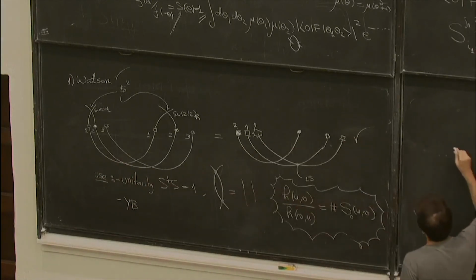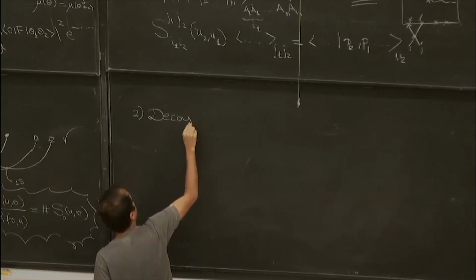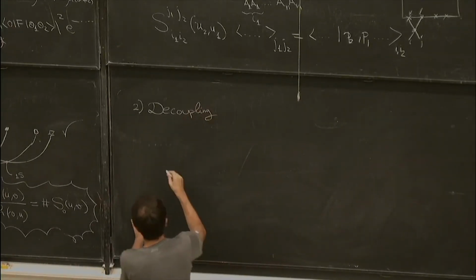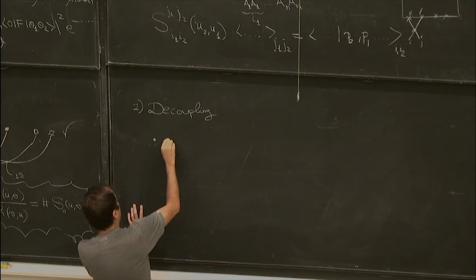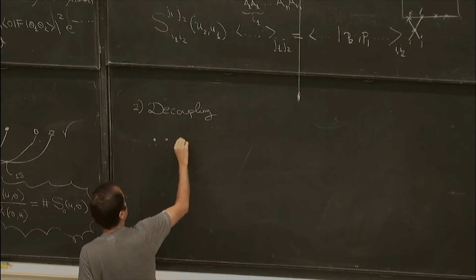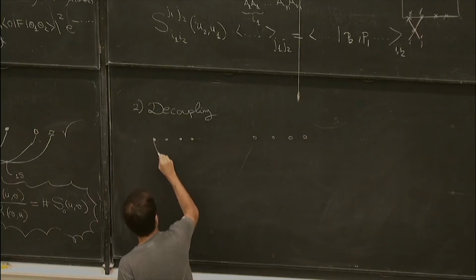Now, we check the second axiom, which was this decoupling. Okay. So let me do it graphically again. So we have, say, 4 particles. Let's do, for example, let's do 4 particles just to be fun. Okay. So we just connect them.